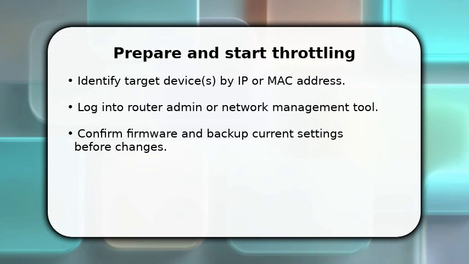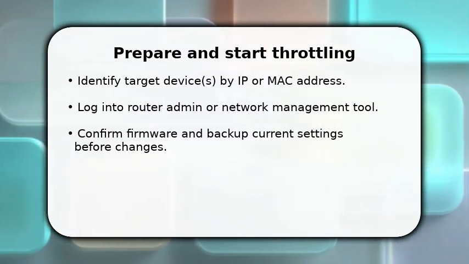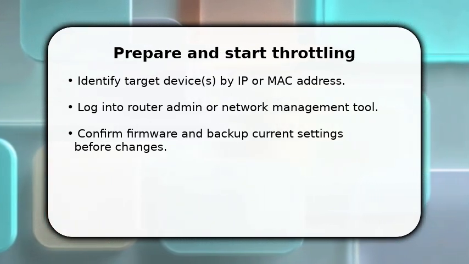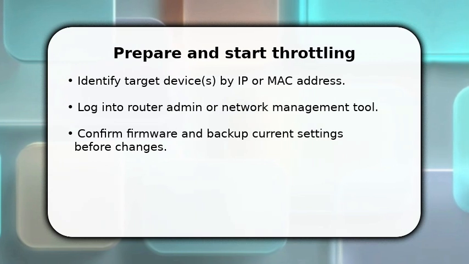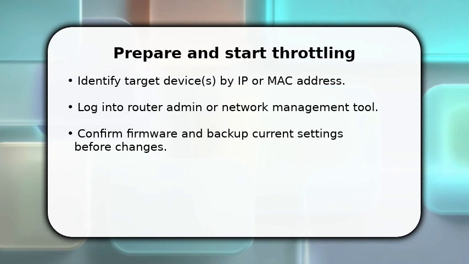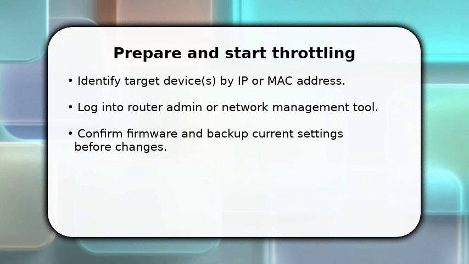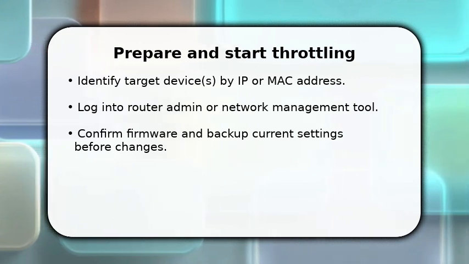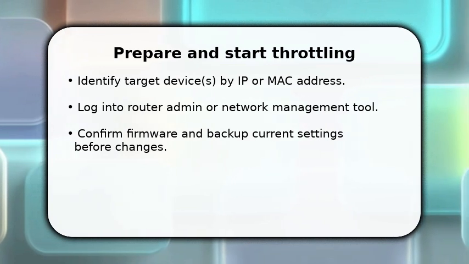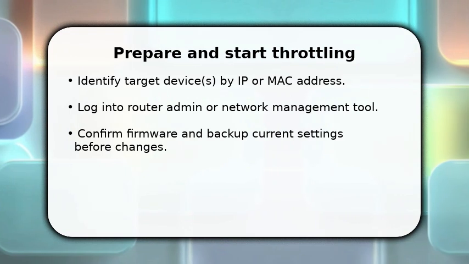You start by confirming you have permission to control this network. This is local device management, not an attack. Log into your router or management console, find the client list, and note the IP or MAC for the device you will limit. Once done, back up the current configuration so you can restore it later. Make sure firmware is up to date to avoid bugs. With the device identified and your backup saved, proceed to quality of service or bandwidth rules in the next step.